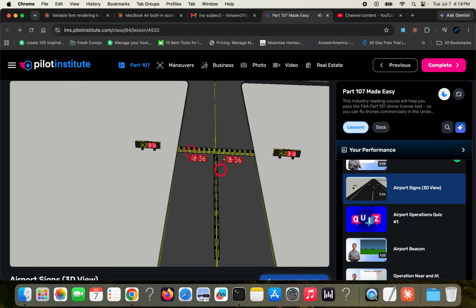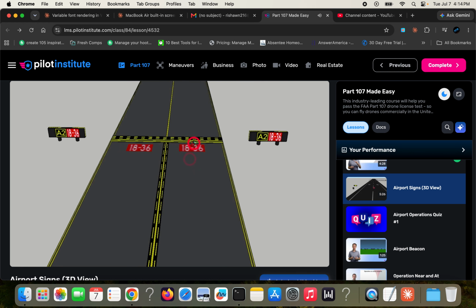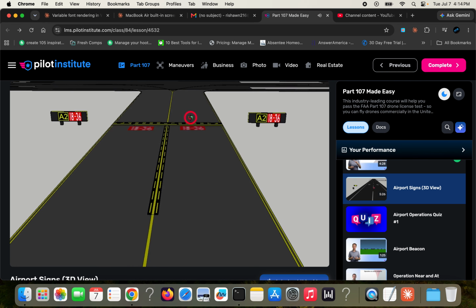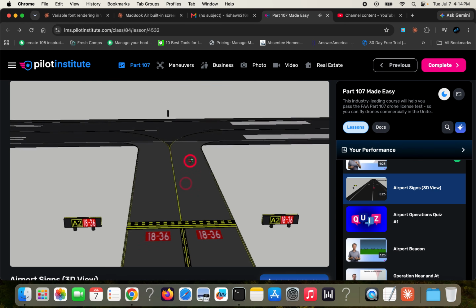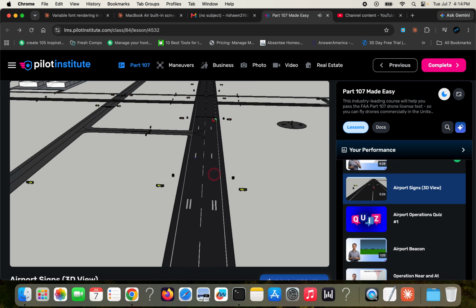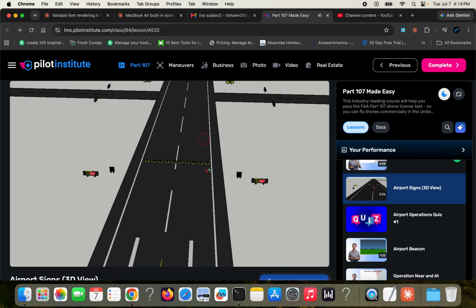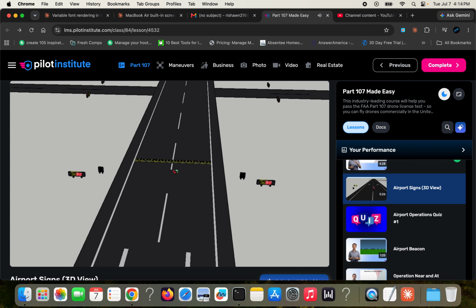And again, I have my hold short line telling me, hey, be careful, there's runway 36 coming up. And then here it says Alpha 2, and runway 18/36 is right in front of me. Okay? So I think all these signs make sense. They're pretty self-explanatory. Again, we have them here. Now, here we get to the land and hold short runway.